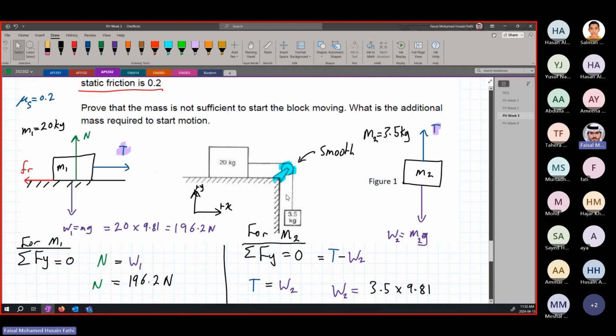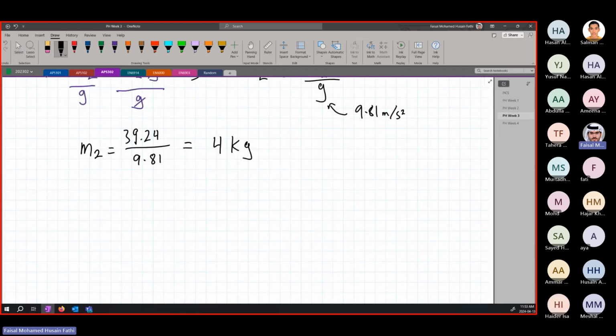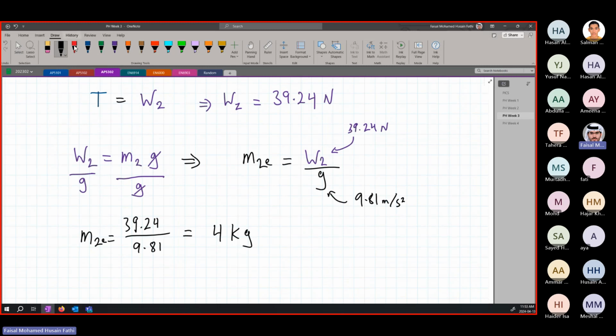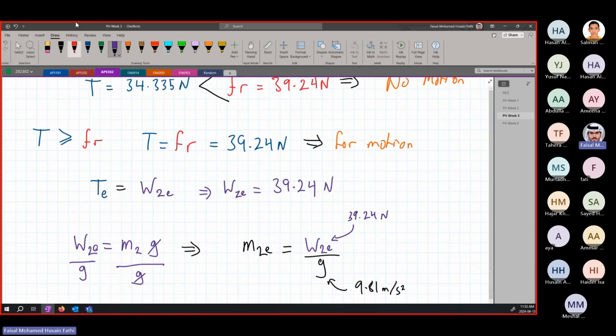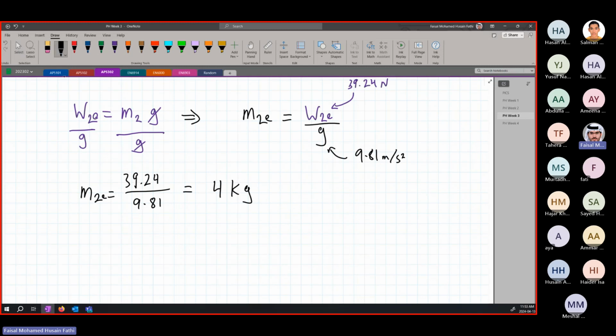So how much additional mass do we need? We have 3.5 kilograms. So I'm going to call this M2E, as an extra. This is W2E. This is tension E, so this is the extra tension. That's the only reason, so that there's no confusion between this W2 and that W2. Again, TE has to be greater than or equal to the friction force. So M2E is equal to 4 kilograms.